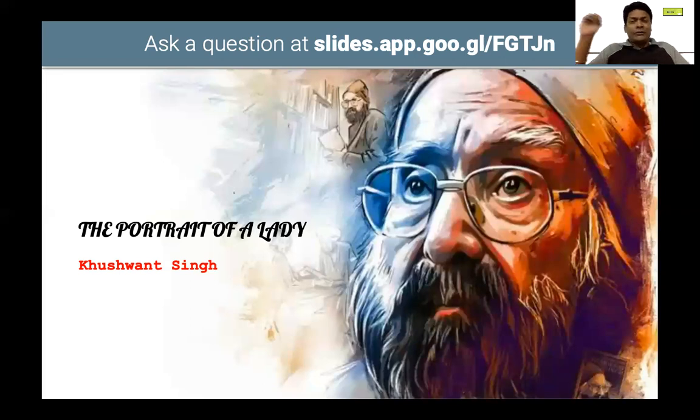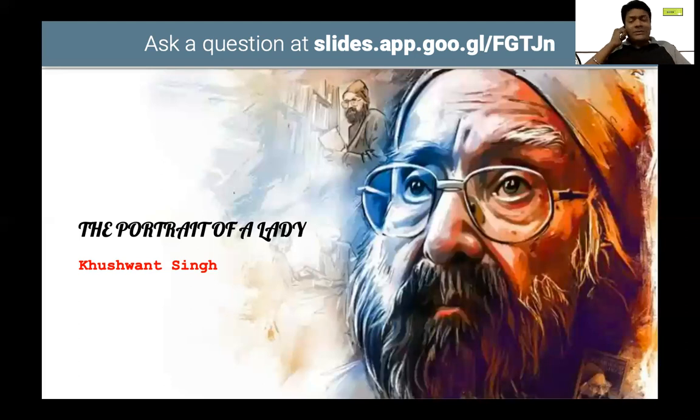So that is why The Portrait of a Lady means the characteristics of a lady, or the appearance of a lady, or the qualities of a lady, or the description of a lady, right? That is what the writer Khushwant Singh tries to show. Who was that lady? What was the writer's relationship with her, and what else does the writer discuss about her? And how she was the limelight of the writer's life. All those things we can get through this particular excerpt.